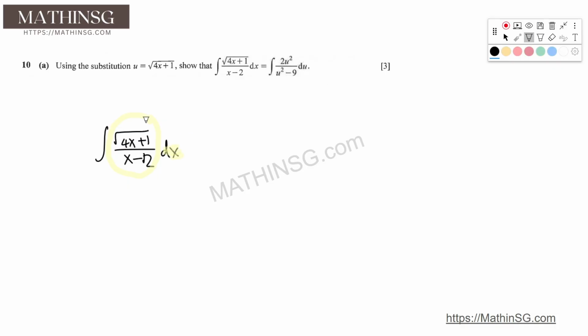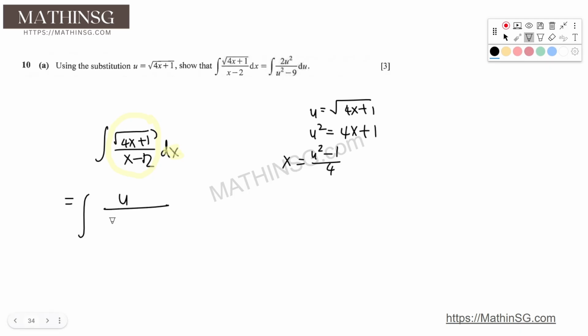Let's take a look at this. I know that this is essentially just u, right? Root 4x plus 1 is u, but I need to change the bottom part as well. So u squared is 4x plus 1, then u squared minus 1 over 4 is x. So I can change this to u over (u squared minus 1 over 4 minus 2), right?